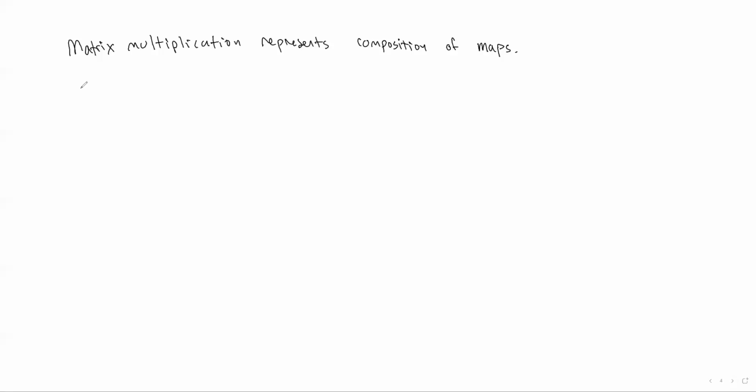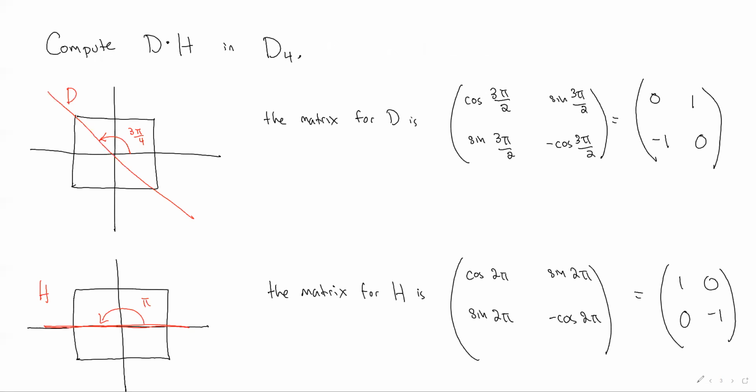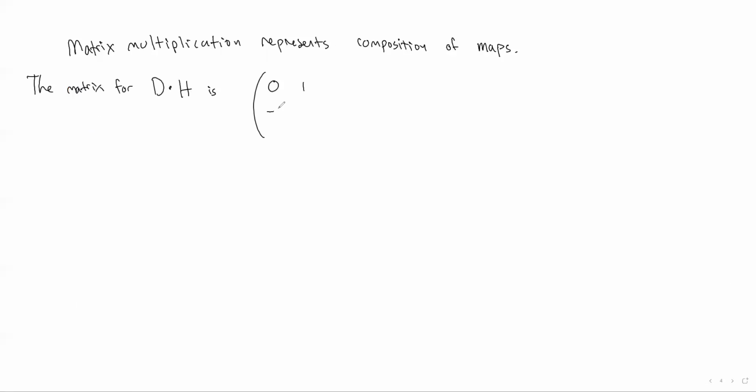So in this case, the matrix for D times H is the product of these two matrices. So it's 0, 1, 1, 0 times 1, 0, 0, -1, which is 0, -1, 1, 0. Hopefully I did that right. Yeah, I think it's right. Does anyone see immediately what symmetry this corresponds to?